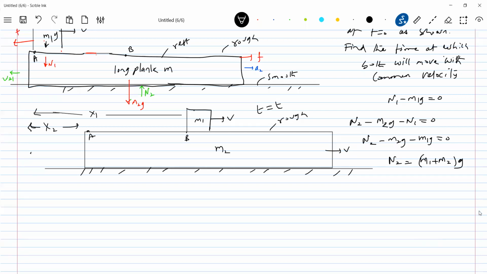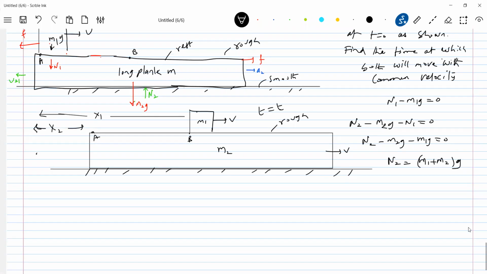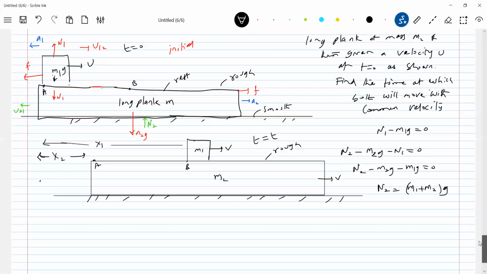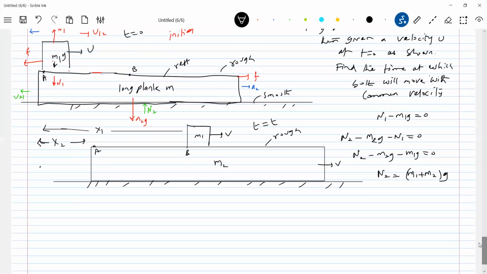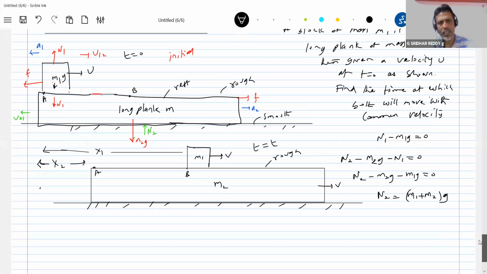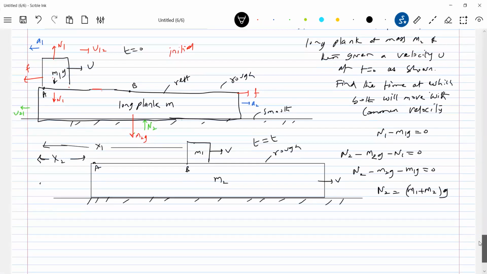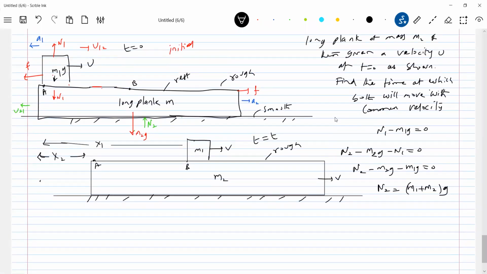Sir, in this example, would the friction be variable, sir? Why are you making unnecessary things here? Why would it be variable? Kinetic friction depends on what? Mu, M, G. Mu is constant, M1 is constant, G is constant, or no? Okay, sir. That was unnecessary thinking. Don't make things complicated.